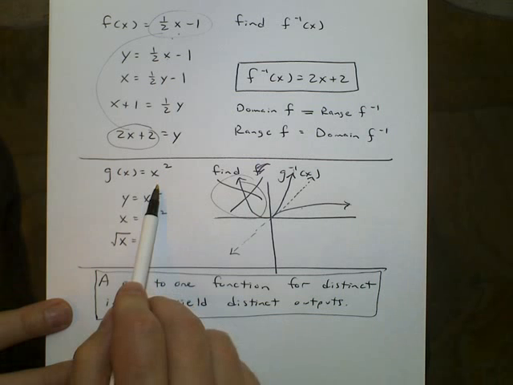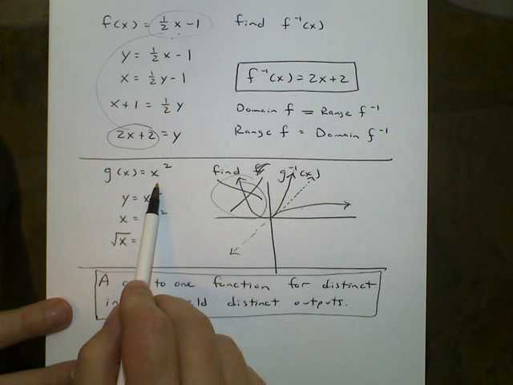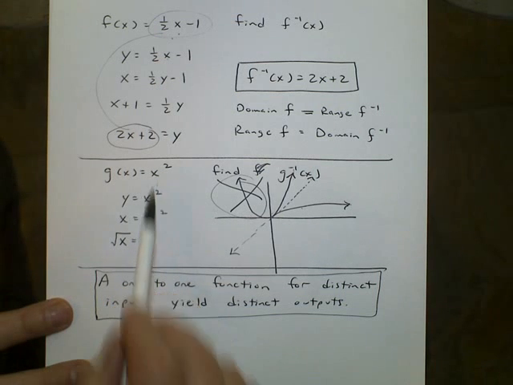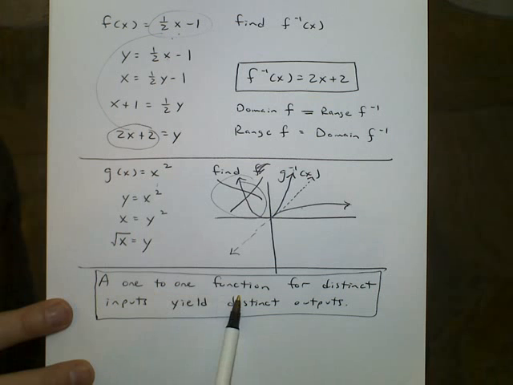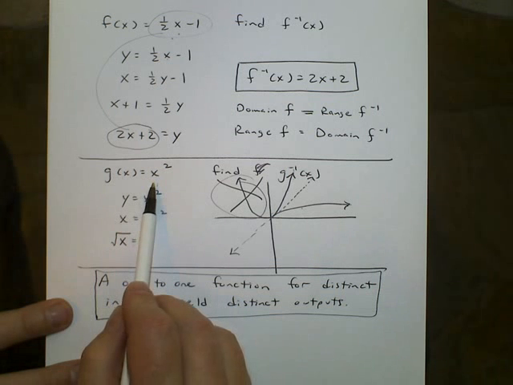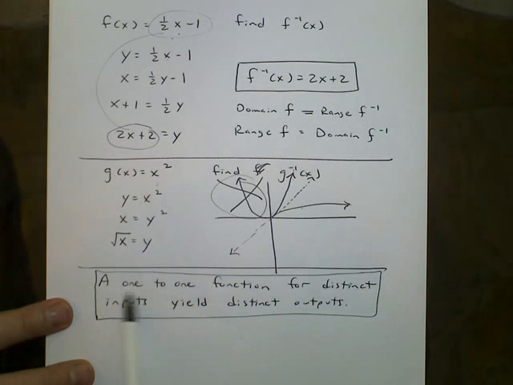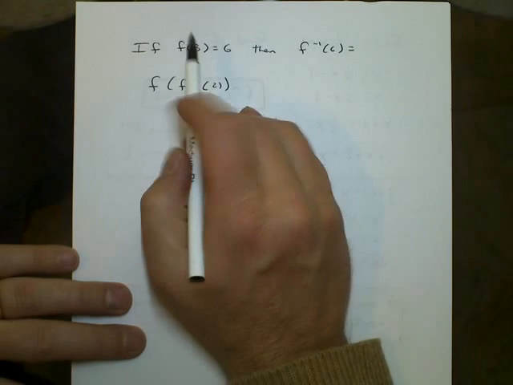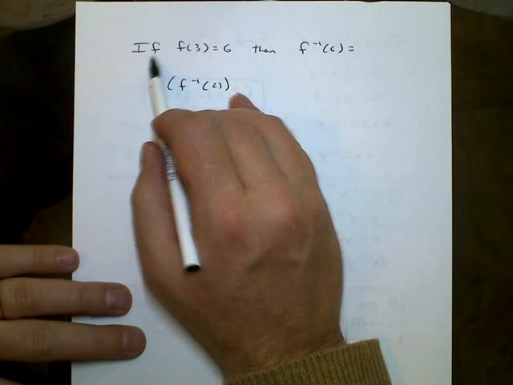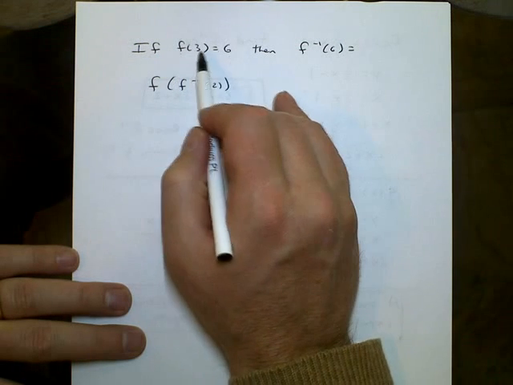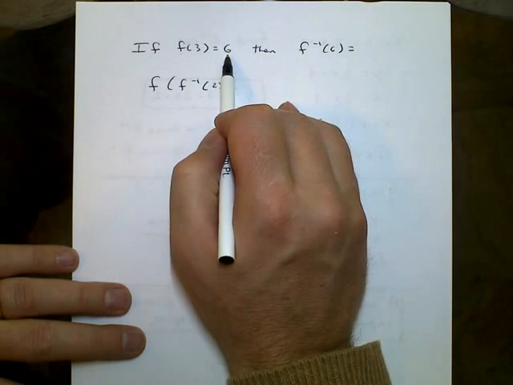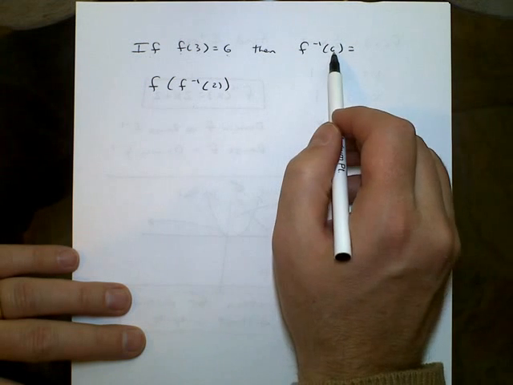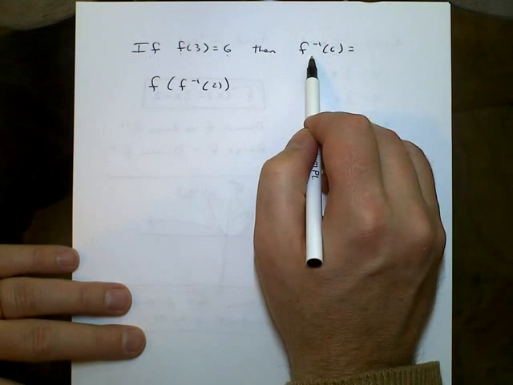This function is a parabola. So it is a function because it passes the vertical line test, but it is not a one-to-one function because it does not pass the horizontal line test. For it to be one-to-one, it has to pass both the vertical and the horizontal line test. So to give a quick example here, if we're given the information that f of 3 is equal to 6, so we plug 3 into f, we get an output of 6. The question is, what do we get if we plug 6 into the inverse of f?